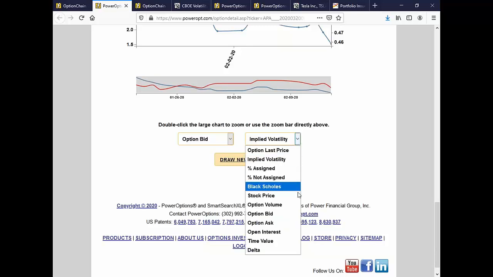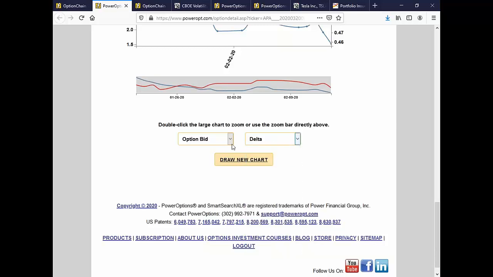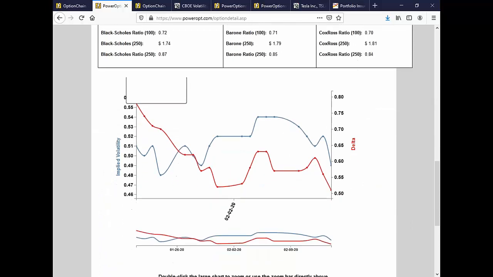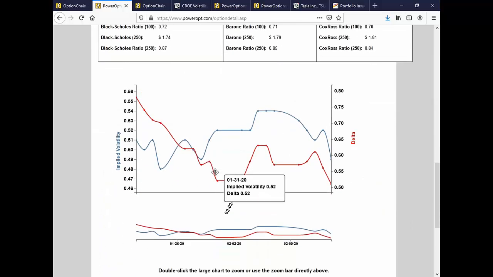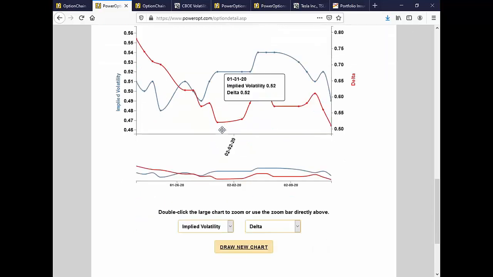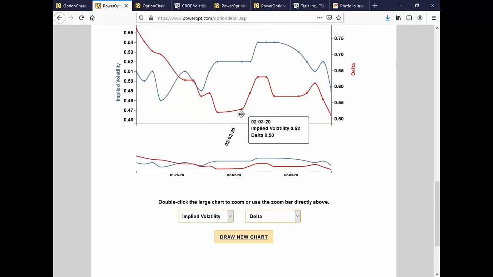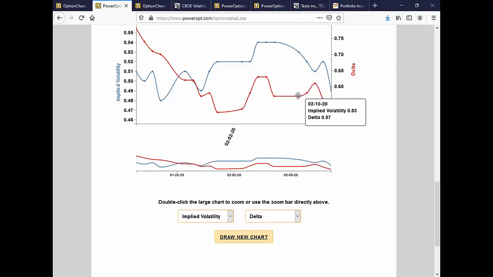But I can compare this if I wanted to delta, say, versus implied volatility, or delta versus time value. So I can get two different indicators there to track sort of the delta over time versus implied volatility, or delta versus the option bid. Delta's red, I'm sorry, implied volatility is blue in this case. And depending on the price change, this isn't a great correlation, but that's why the delta is moving up and the implied volatility is coming down. This was on a call, so that probably meant the stock was going up at that time.